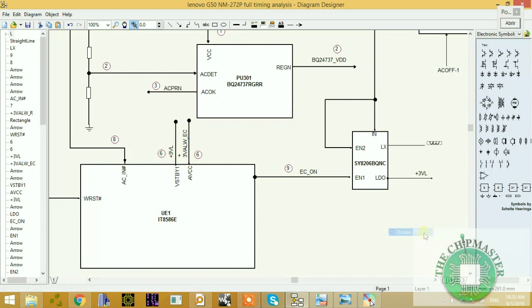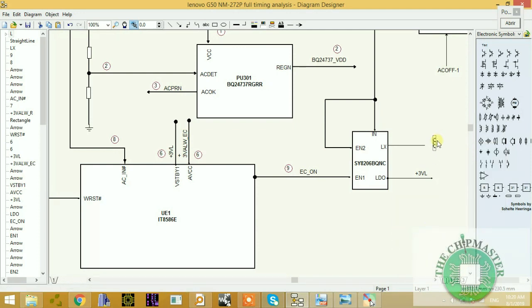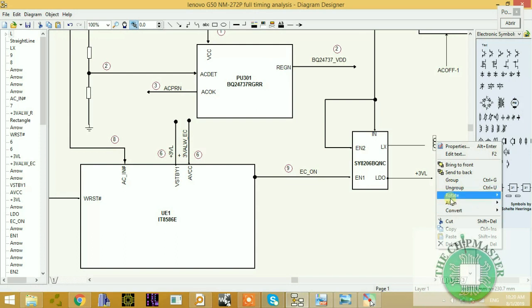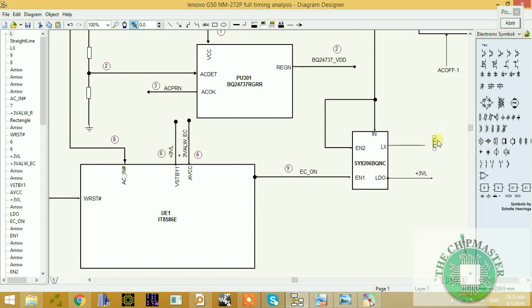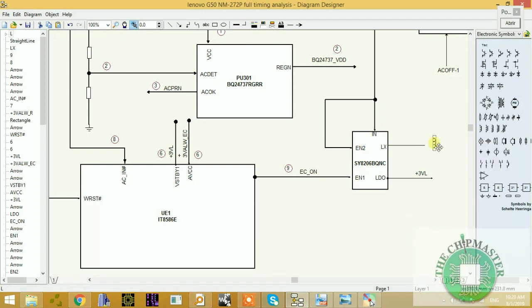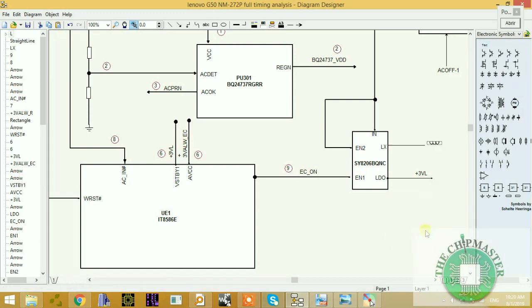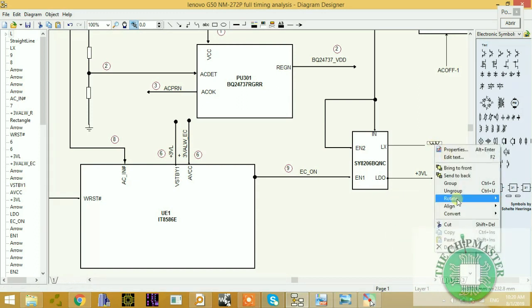I don't have this. I'm having troubles rotating this thing. Let me try again. It's wasting my time. And I will flip it again. Good.